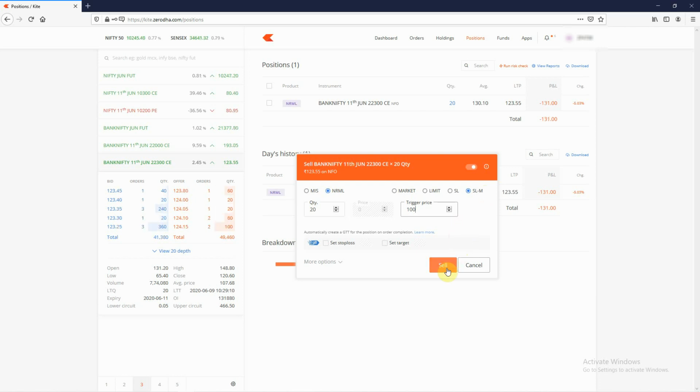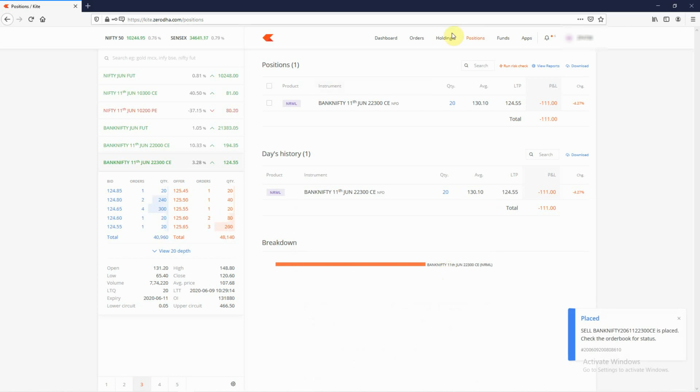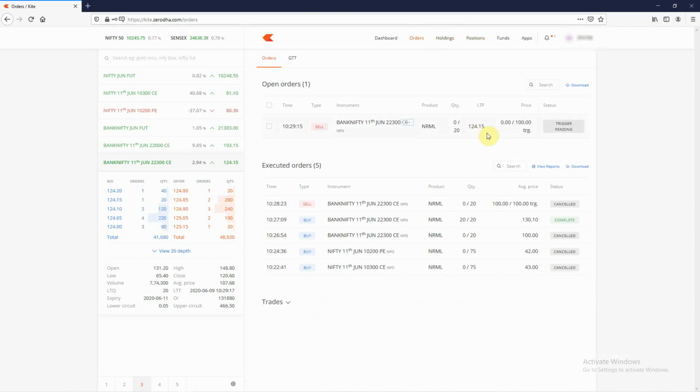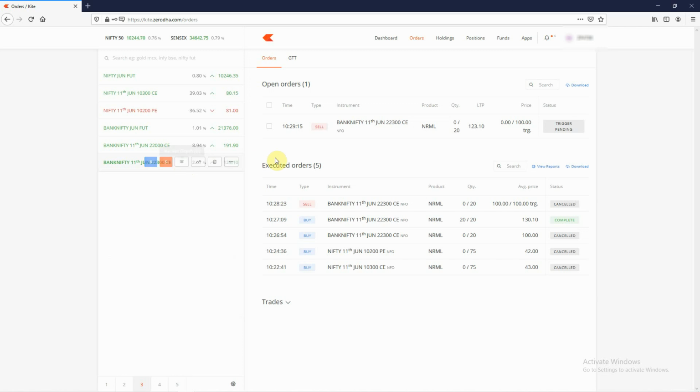Now I'll show you how to put a stop loss market order. I put a trigger price and I put a sell order. If you see in the order book, the order is there. Once the price goes to 100, it will directly exit from the market. So that's the difference between the limit order and the market order. I hope that clears your doubt about how to put an order in the market.